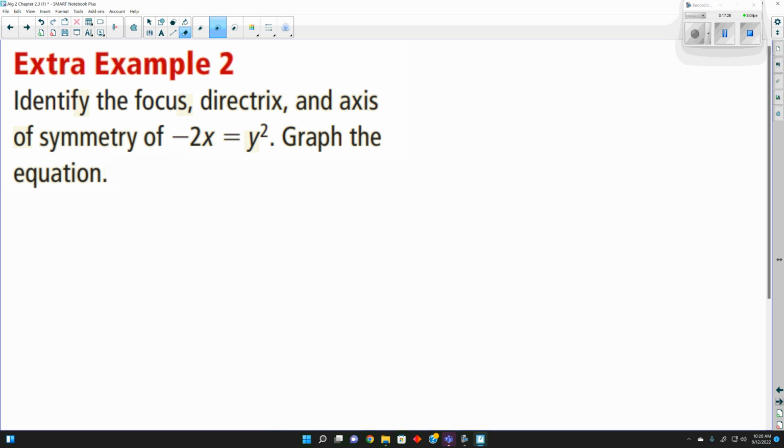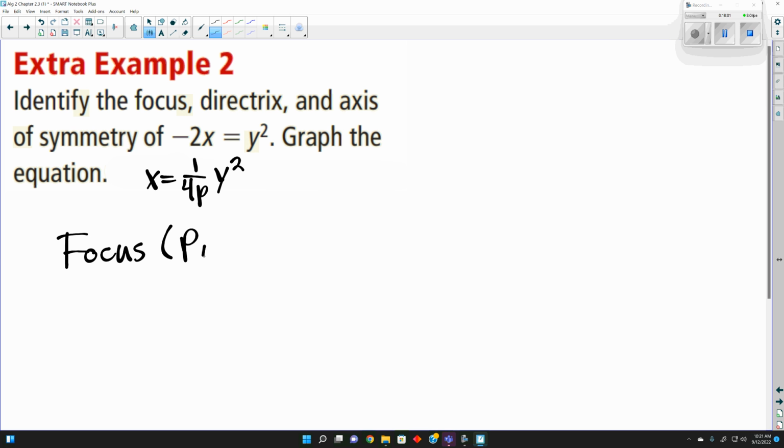All right, let's look at another one of these here. Identify the focus, directrix, and axis of symmetry for this one here. Now looking at this equation, we have -2x equals y squared. So which variable is being squared? If we look at the general equation, x equals 1 over 4p y squared, it tells us that the focus is the point p comma 0.